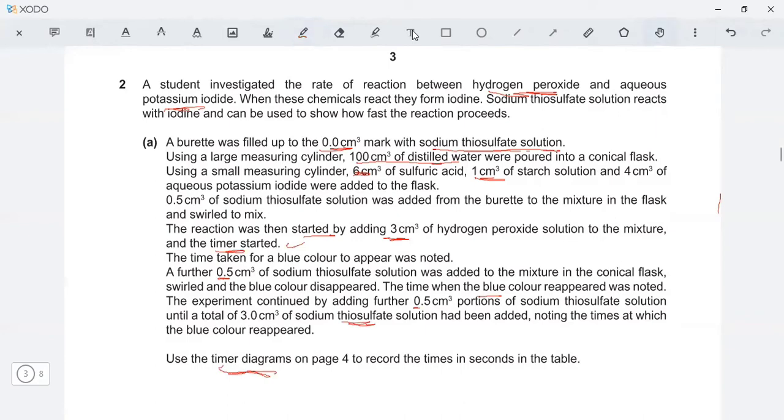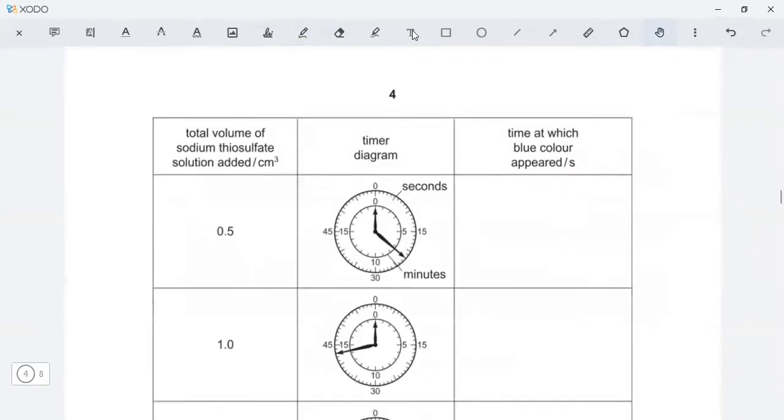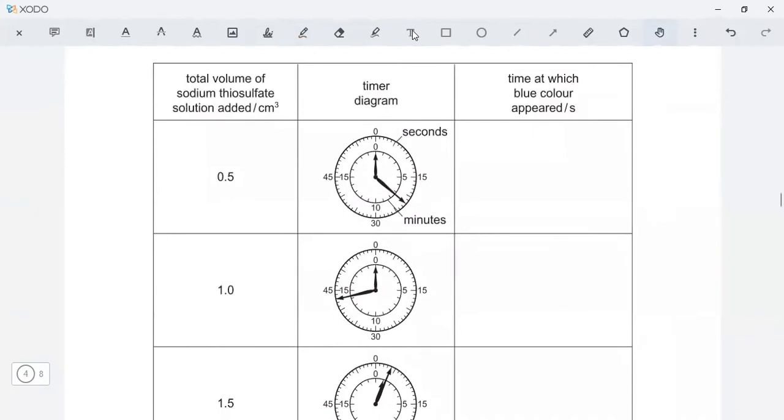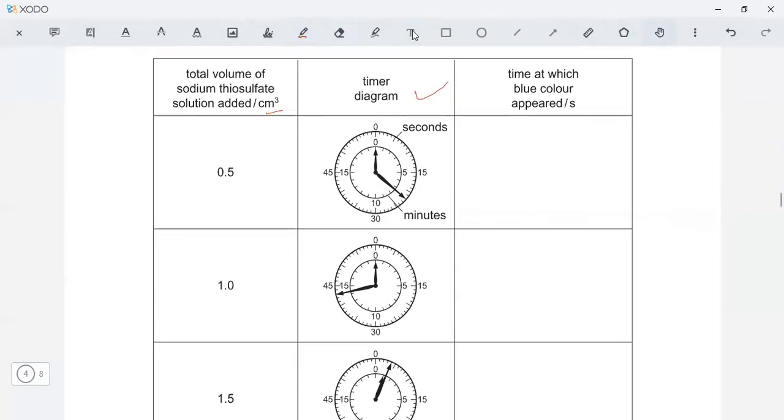So there are going to be the timer diagrams, perhaps. Yeah, these are the timer diagrams, and the total volume of sodium thiosulfate solution added, in cm3, is given. You have to write the time at which the blue color appeared in seconds. The unit is already mentioned as seconds, so you have to write that. Okay, very good. So let's answer this.